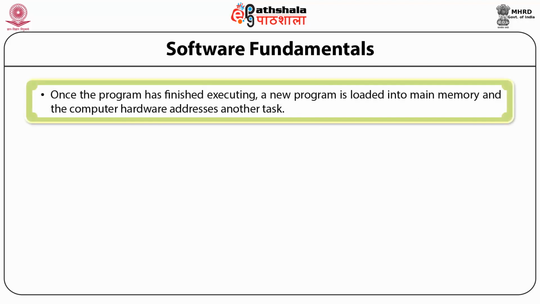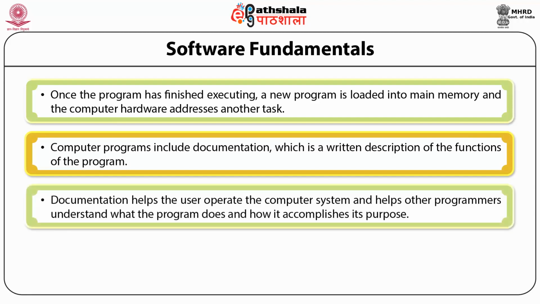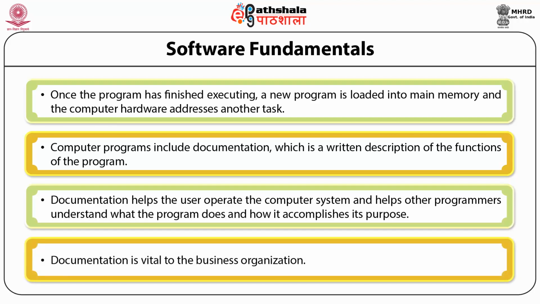Once the programs have finished executing, a new program is loaded into main memory, and the computer hardware addresses another task. Computer programs include documentation, which is a written description of the functions of the program. Documentation helps the user operate the computer system and helps other programmers understand what the program does and how it accomplishes its purpose. Documentation is vital to the business organization. Without it, if a key programmer or user leaves, the knowledge of how to use the program or how it is designed may be lost.